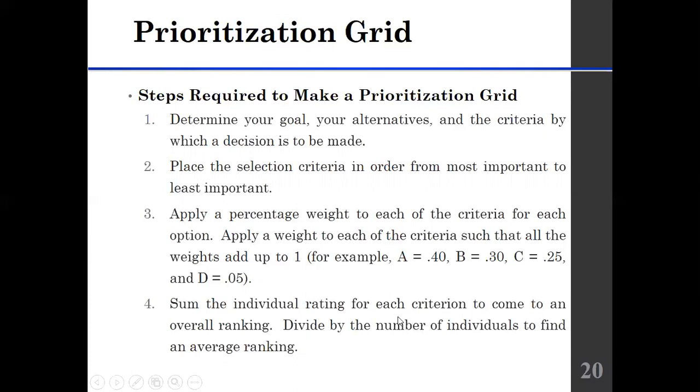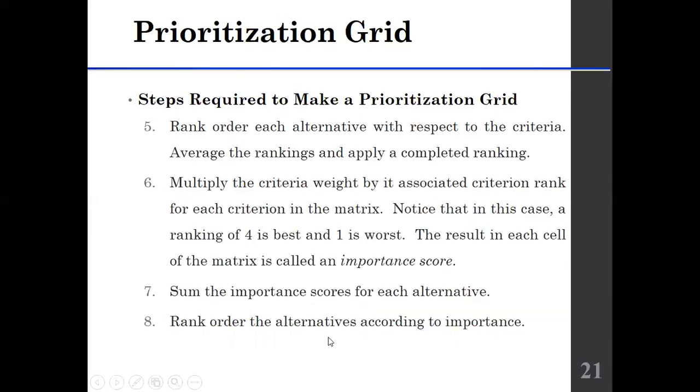Sum the individual ratings for each criterion to come to an overall ranking, and divide by the number of individuals to find an average ranking. Okay, let's finish these steps, and then I'll discuss some other points regarding the prioritization grid. Rank order each alternative with respect to the criteria, and average the rankings and apply a completed ranking.